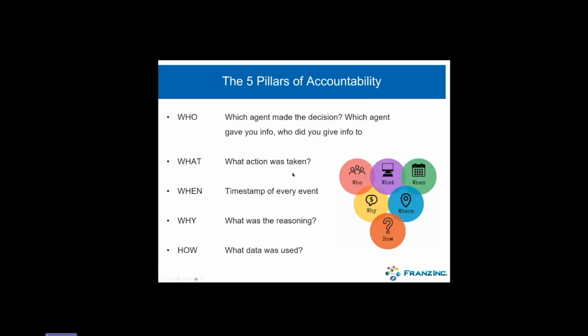So, let me say that again in other words. If you want to hold someone accountable, you have to be able to ask the question: who did it? Which agent made the decision? Which agent gave you info? And who did you give it to? Or what did you actually do? What action was taken? Or when did you do it? And can you tell me why you did it? And what data did you use to get to this decision?